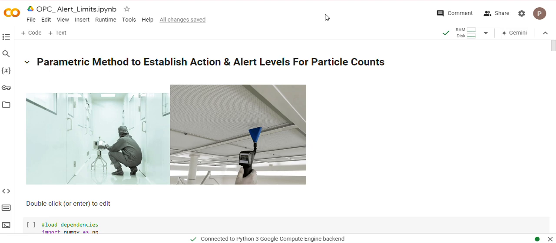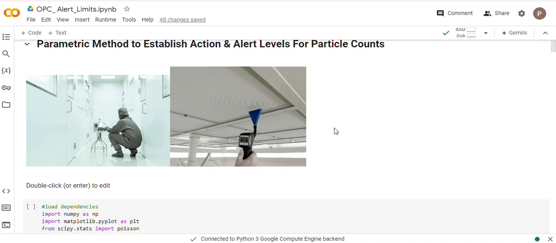...you about how you can set up your particle counter to avoid false alarms, and at the same time, you can set up your alert and your action levels. I'm going to be using a parametric method. Although this is written in Python, we don't need to explain any of the code. We won't be focusing on that. We're just going to focus on just the technique.